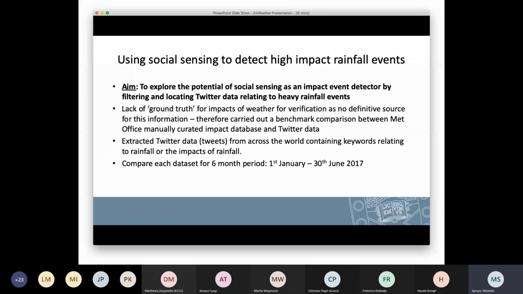So this study that I'm talking to you about today is really to explore the potential of social sensing to help as an impact event detector. And in this, we filter and locate Twitter data to find heavy rainfall events. One of the issues that we have with social sensing is the lack of ground truth to verify things. So what we've done in this study is we've used the database, which was put together by the Met Office, as a benchmark for us to compare our Twitter data to. We extracted tweets from across the world, containing keywords relating to rainfall itself or the impacts of rainfall, floods, landslides. And we collected data for a 6-month period from January to June in 2017.